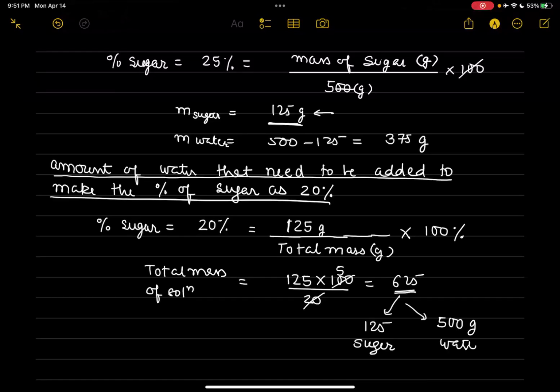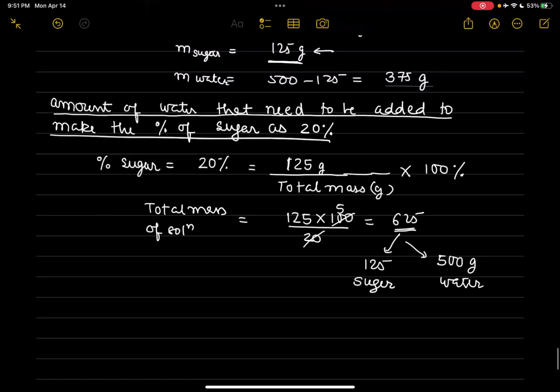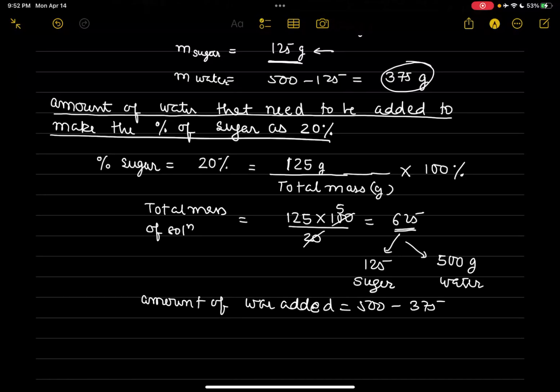What is the amount of water which is added? 125. Initially it was 375 grams. This was the initial amount of water. 125 grams of water was added. So the questions are very simple. You can just try to solve them. Got it?